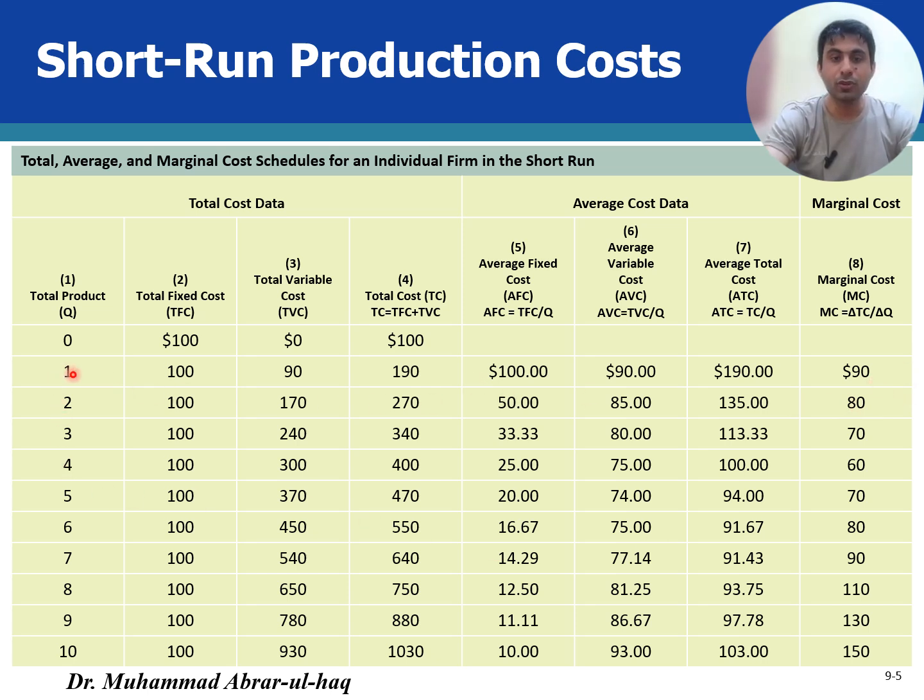If the firm is moving the production from the first to the second unit, how much is the total cost increased? 190 to 270. So the difference between 270 and 190 is 80. That represents how much the second unit adds to the cost. That's the marginal cost.